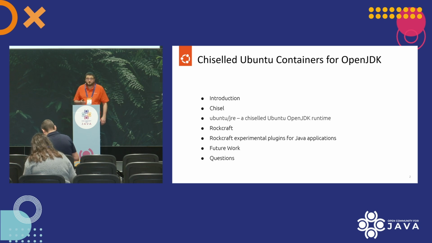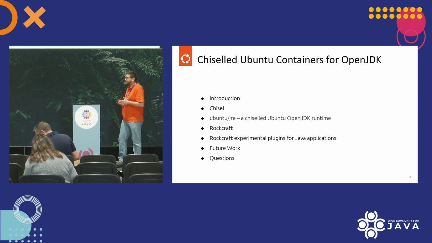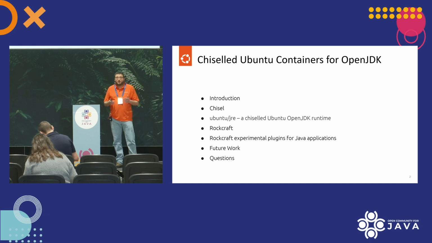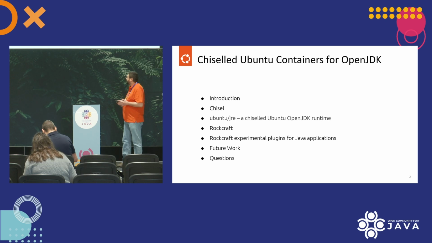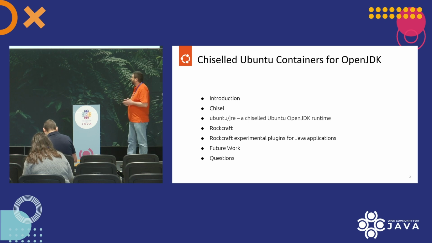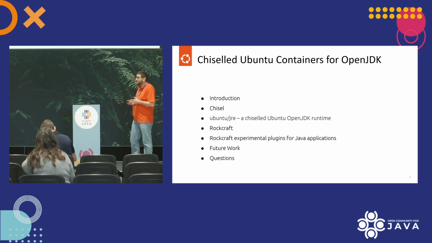So let me just clarify the topic. I'll be talking about containers built using the OpenJDK package in Ubuntu. The talk is structured as follows. There will be an introduction about what chiseled containers are, a little presentation of the Chisel tool used to build those containers, a presentation of Ubuntu JRE, the runtime for Java that we have built using Chisel, and then I will talk about things which are basically work in progress.